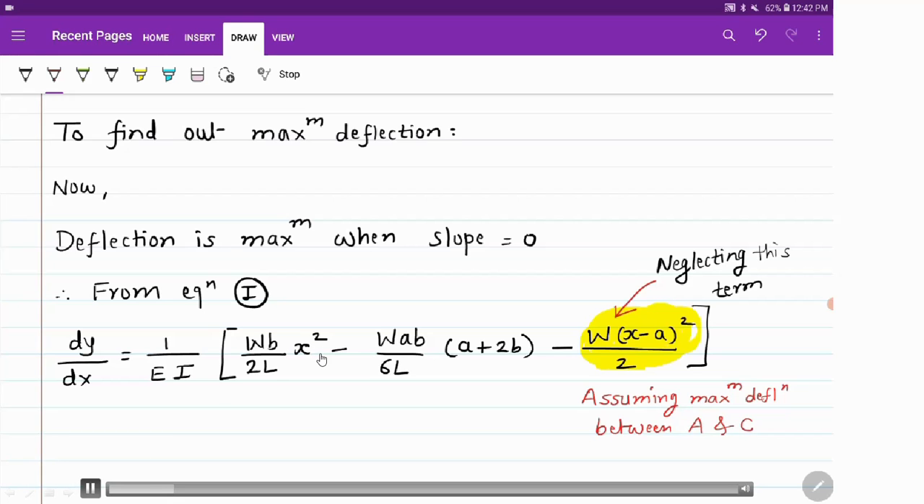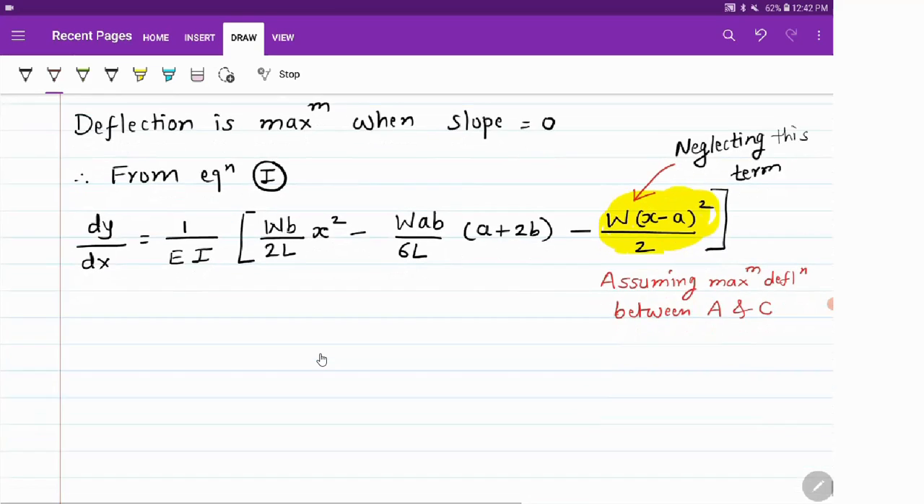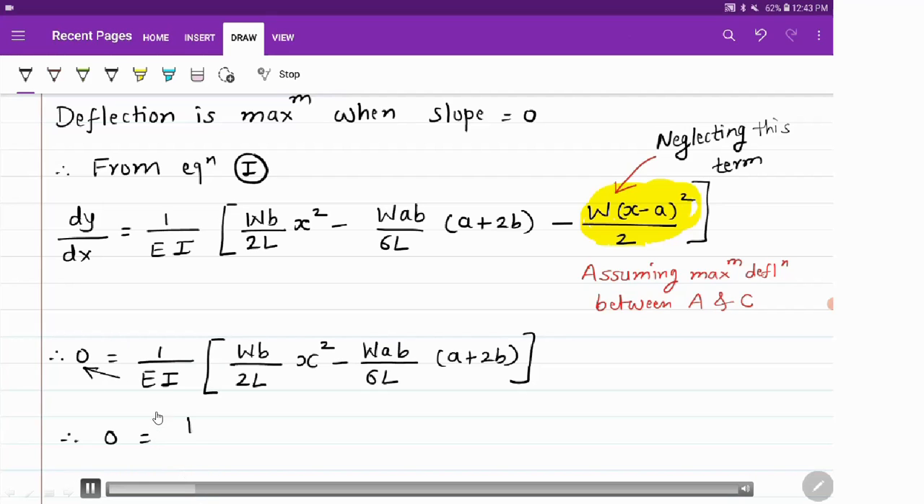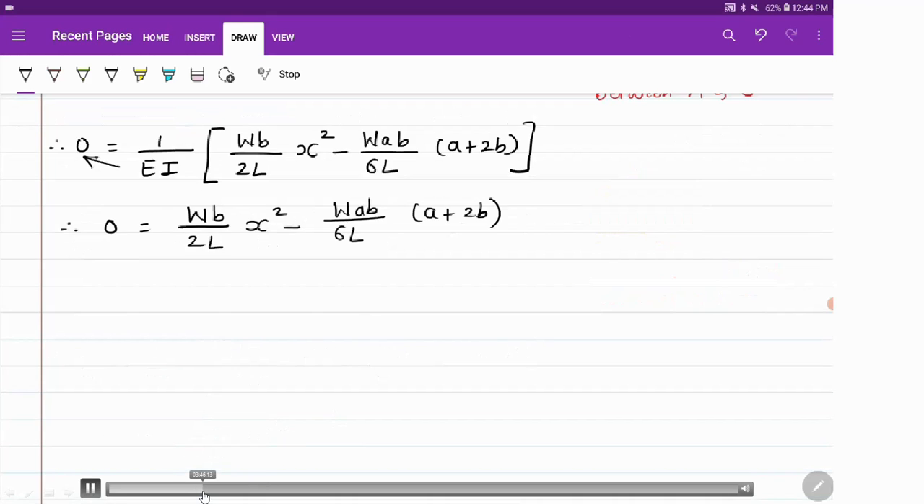Now we have to find out the value of maximum deflection. We know that deflection is maximum when slope is 0. So dy by dx is given by this equation. Now we'll neglect this particular term, assuming that the maximum deflection takes place between A and C. So only first two terms we will take into consideration, so that our calculation will be simple. Equate this dy by dx equal to 0. So WB by 2L into x square minus WAB upon 6L into a plus 2B. Now this will get cancelled out with the 0, because EI into 0 is 0, and you will get the rest of the terms as they are.